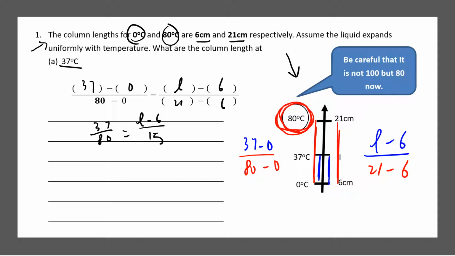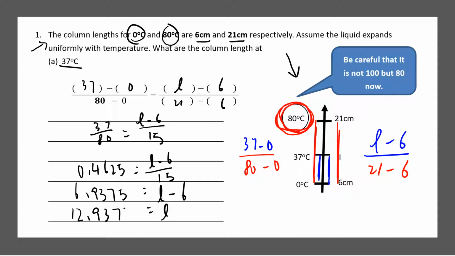So 37 over 80 is 0.4625. This is L minus 6, and this is 15. So times 15, and you can get 6.9375 equals L minus 6. And so you can find L equals 12.9375.